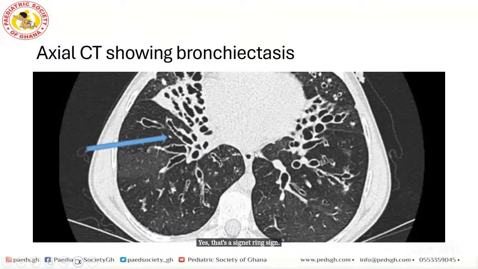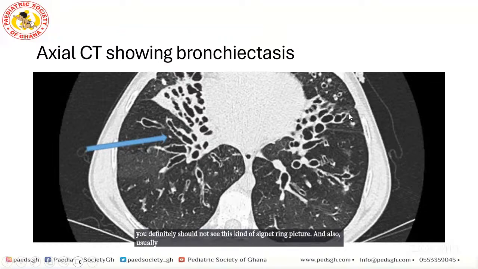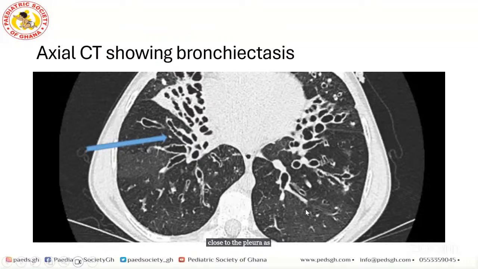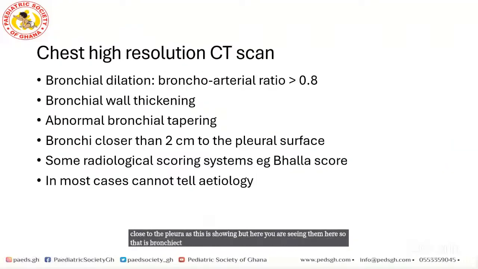So in a normal lung, you are not supposed to see the airways looking this big. You definitely should not see this kind of signet ring picture. And also, usually, you don't see the bronchi as close to the pleura as this is showing, but here you are seeing them. So that is bronchiectasis. So just to say a few things.